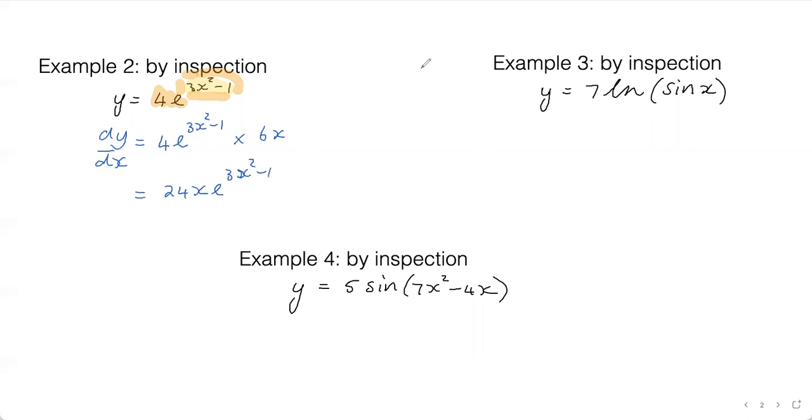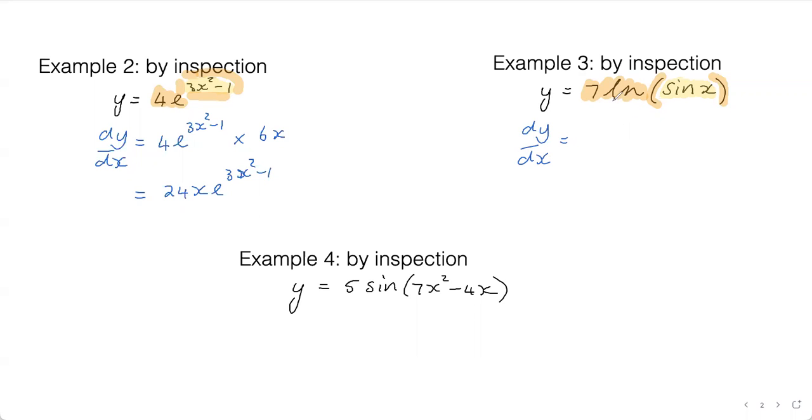Let's have a look over here. So this time we've got y equals 7 natural log of sine x. So the sine x is sitting inside the log function. So 7 ln, the brackets, that's our outside function, and the sine is the inside function. So once again, just start dy dx is equal to, now I'm thinking derivative of the outside. Well, the derivative of ln x is 1 over x.